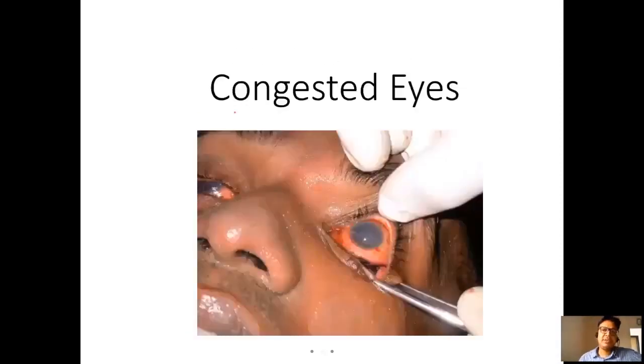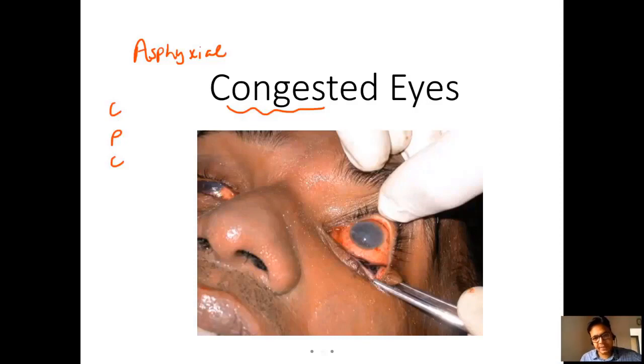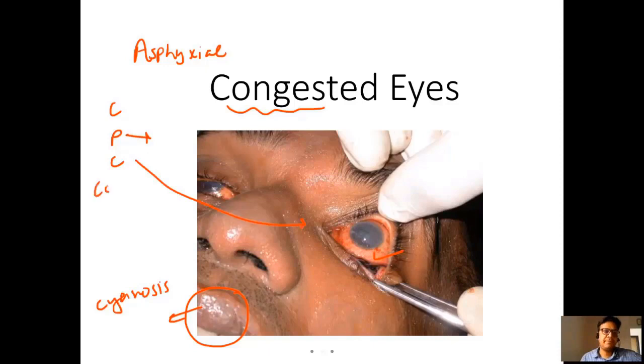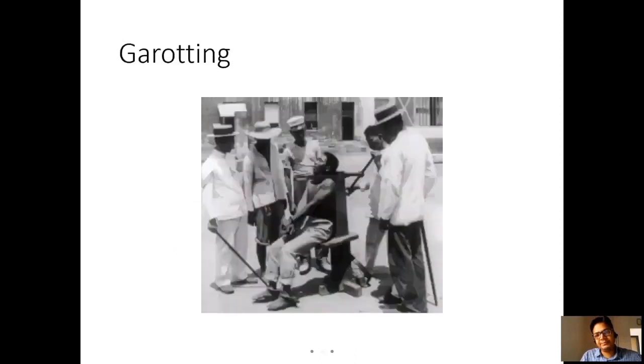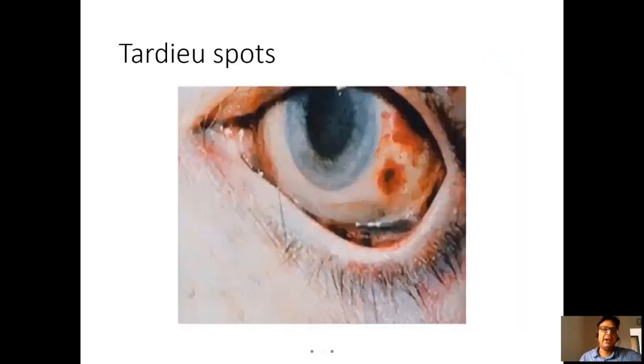This was a very famous case. This is an example of asphyxial death. And here you can see CPC. This is cyanosis. This is petechiae. And this face is congested, red color face. This is the classical triad of asphyxial death: cyanosis, petechiae, and congestion. And as I told you, my dear friend, this is Tardieu spot.